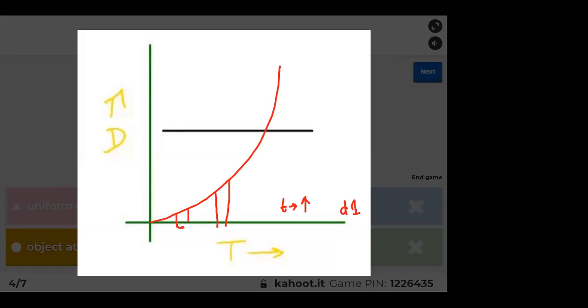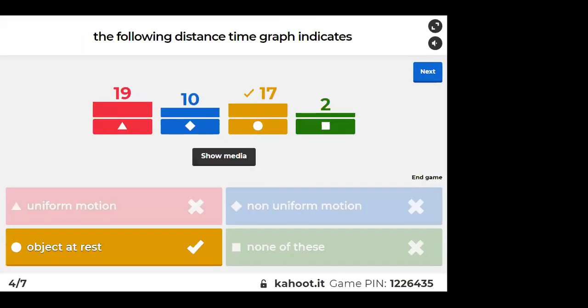Correct. Now, when it is a straight line like this, it means it is not moving at all. It is not moving. So it is at rest. Okay? It is at rest. Anyone have any doubt in this? Is this clear? Right? Okay? Next.